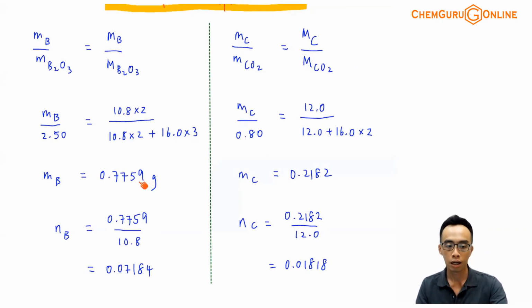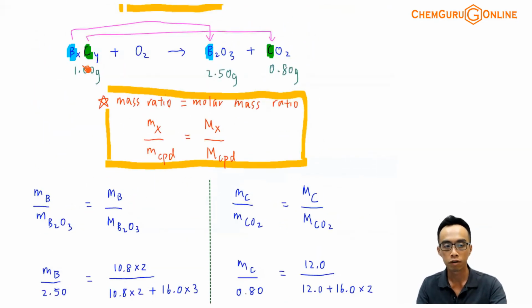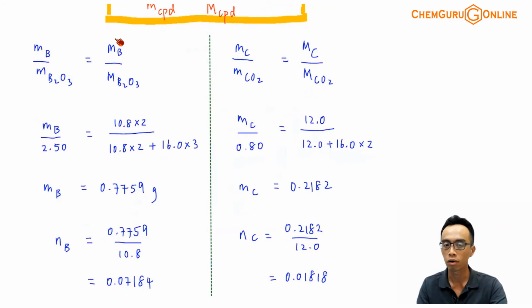0.7759, and I can also determine the number of mole in this sample, which will just be 0.7759 divided by the atomic mass, 10.8. I'll get this value, 0.07184. So I now have the number of mole of B inside this 1 gram of BxCy, this boron carbide. Now I can do exactly the same for carbon.